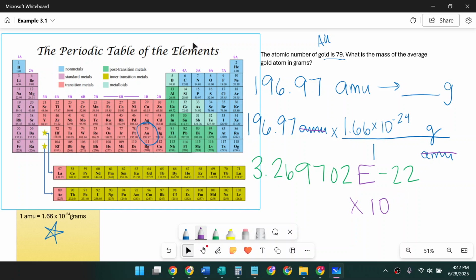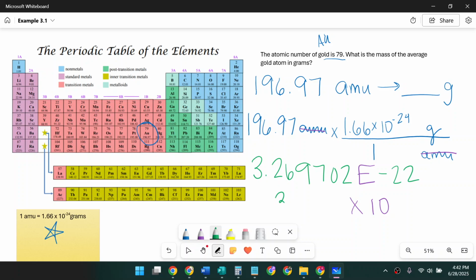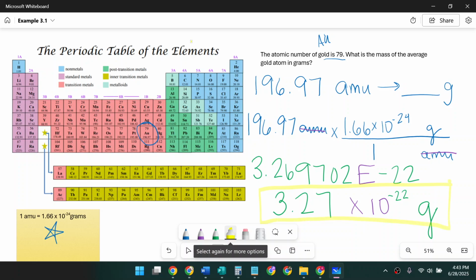And so I can rewrite this as 3 point, and we have to figure out how many significant digits we need. This had 5, this had 3, which means our answer should have 3, so I can only use 3 digits, and I have to round. 3.27. The E is replaced by a times 10, and then the negative 22 goes here. And because my AMUs canceled out, as they should, I'm left with grams. So that is my final answer. The average gold atom has 3.27 times 10 to the negative 22 grams.